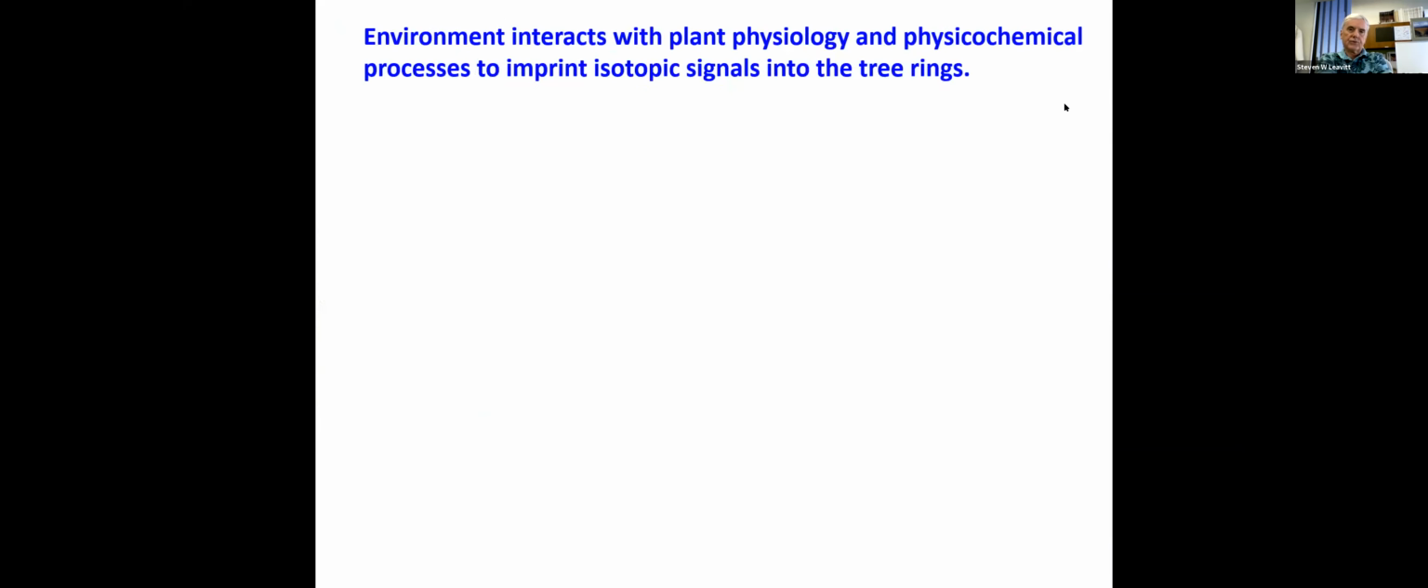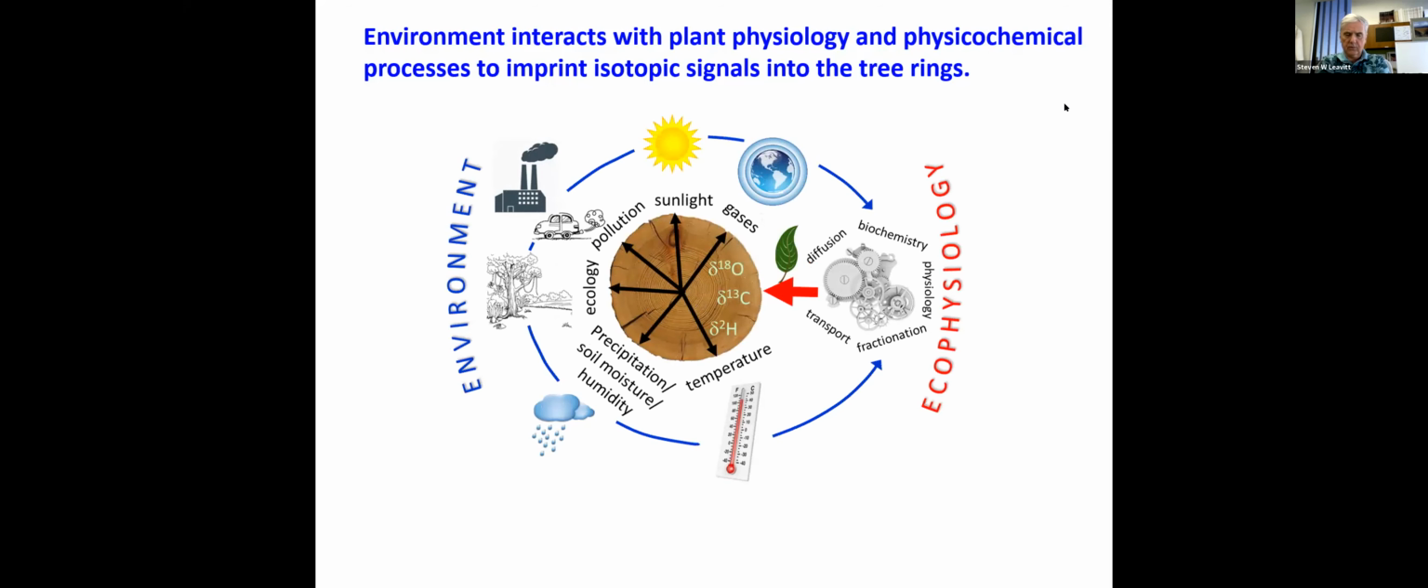And I think the best way to explain this, by now probably everybody in this meeting knows about tree rings and isotopes and what the isotopes might tell us in those tree rings. But I tend to think of it in a simple-minded fashion, that environment interacts with the physiology and physicochemical processes within the tree, particularly within the leaf, to imprint isotope signals that end up in the tree rings. This simple-minded model I have put together here, and let's see if I can bring up a laser pointer here.